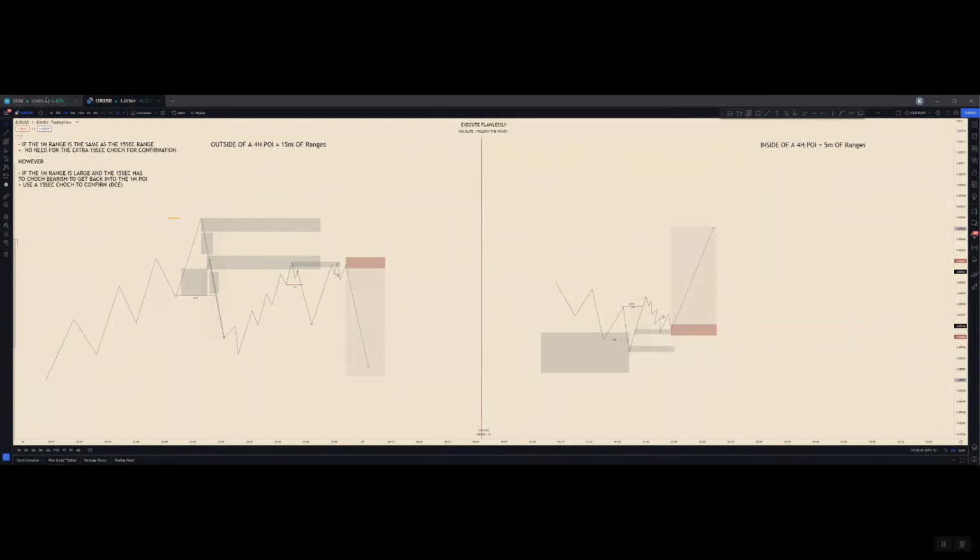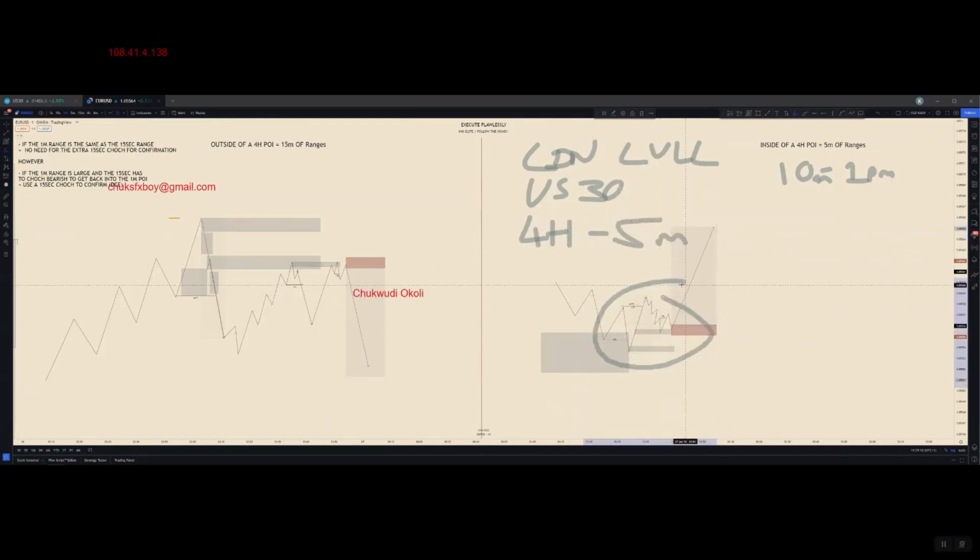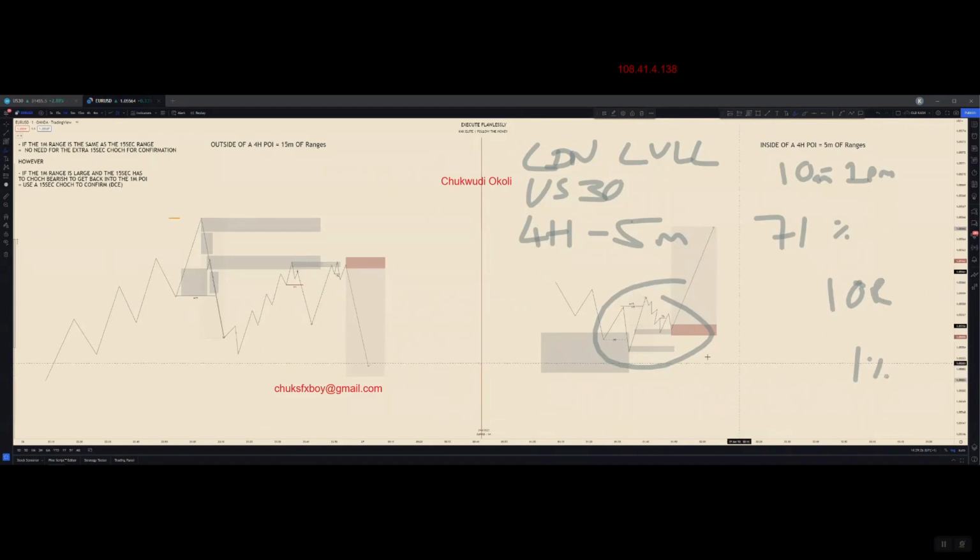If you look at the statistics, basically at the moment, the stats show that trading at London low timing, which is 10 till 1 p.m., right? Trading obviously US 30, we're using the 4-hour and 5-minute entries, which is this. It provides a 71% strike rate with a minimum of 10 trades. That's amazing. 1% risk, that's next level.